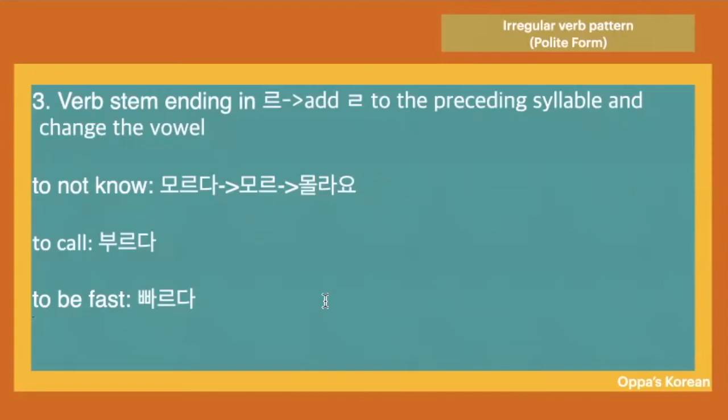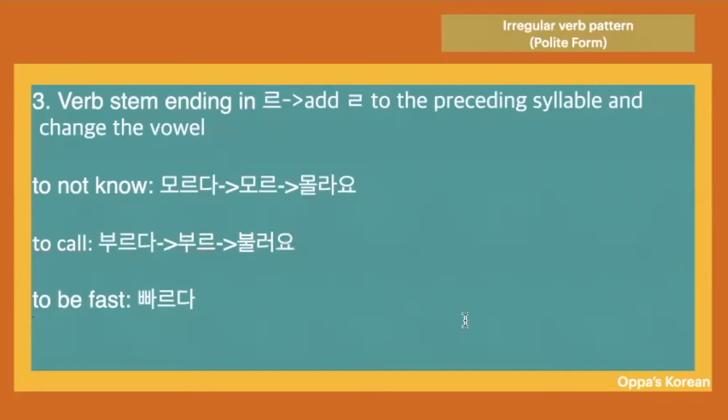To call, 부르다. The stem is 부르. The stem ends in 르, so you add 리을 to the preceding syllable and change the vowel. 불러요. Again, when you change the vowel, you need to see the preceding syllable's vowel. In this case, 부, it ends in u vowel, so it's not a or o vowel. So you put 어요, so 불러요.